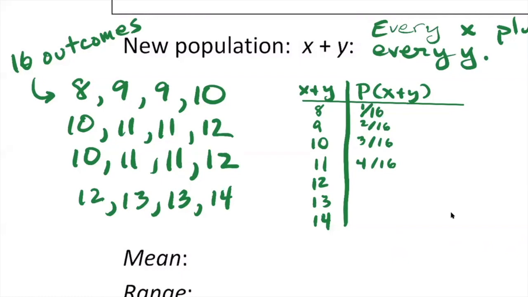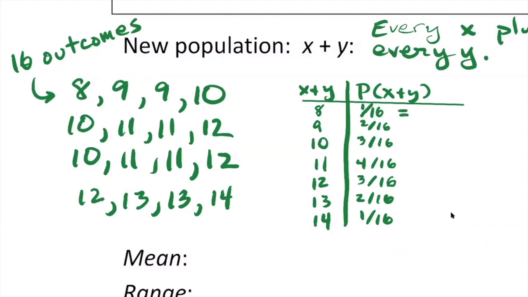Okay. Are there 3 12s? 1, 2, 3. Okay, so that's going back down now to 3 out of 16. And it's really important to notice how these are rising and falling in probability, just like the original variables were rising and falling. We're now falling down to a 13. There's 2 of them, so that's 2 out of 16. And the 14 is only 1 out of 16.